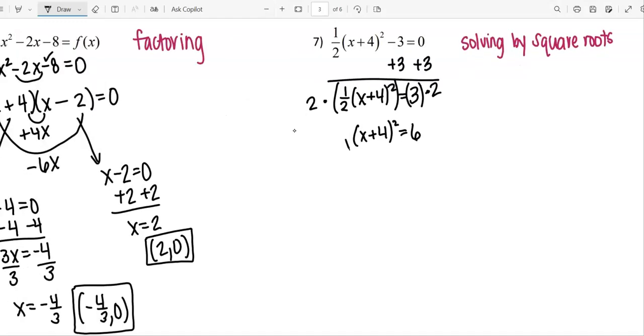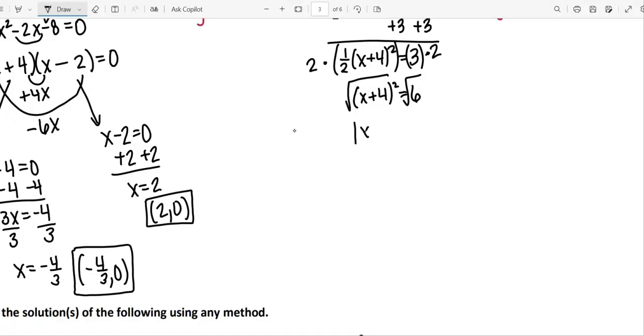Square root both sides. If you multiplied all this back out, like if you expanded vertex form and then tried to factor it, tell me why it's not factorable. What kind of number is the square root of 6? Irrational, that's why it's not factorable. What's the square root of (x plus 4) squared? Absolute value of x plus 4, and that equals, does the square root of 6 simplify? No.